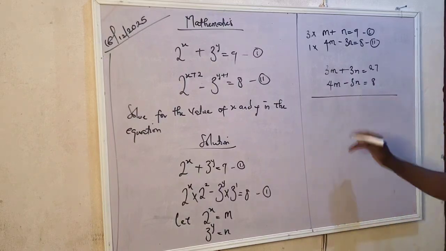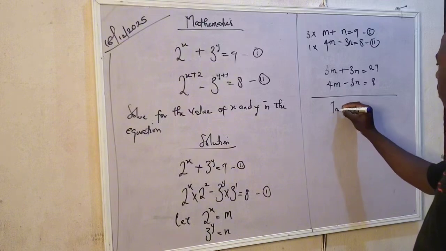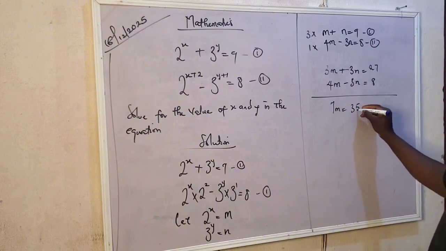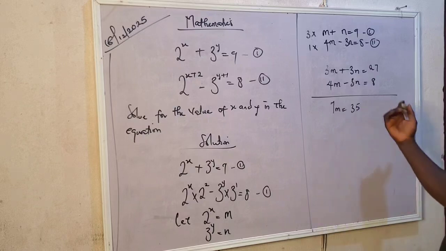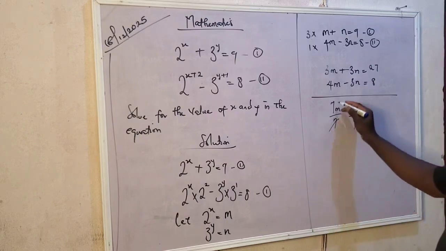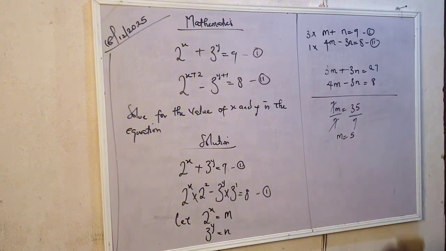So you can eliminate easily. The 3n goes out. 3m plus 4m becomes 7m. 27 plus 8 becomes 35. So what's up next? Divide both sides by 7. It becomes m equals 5. So from this we can get the value of m.